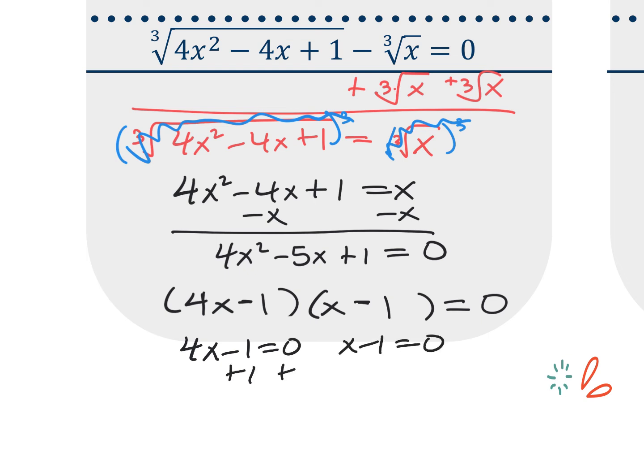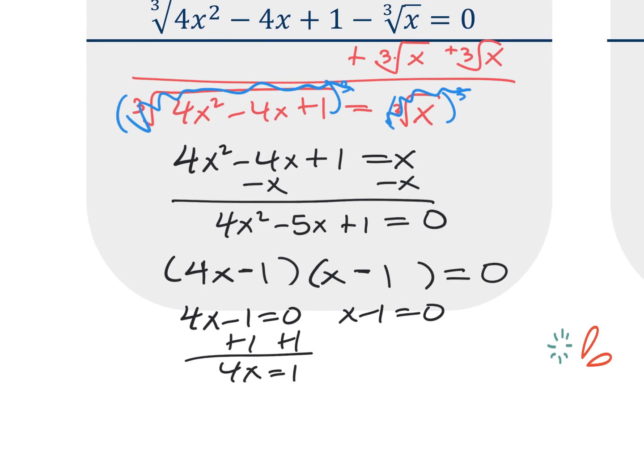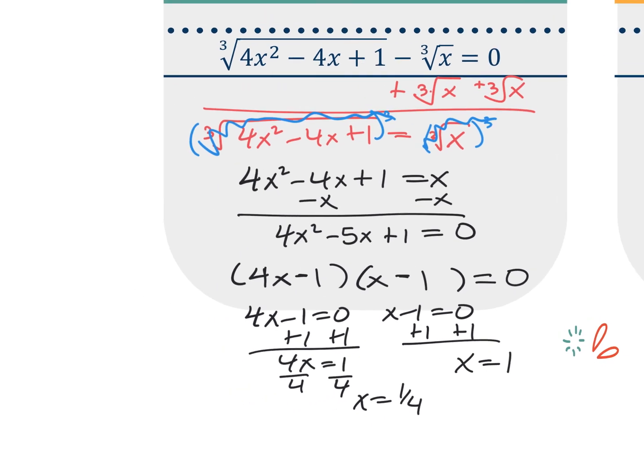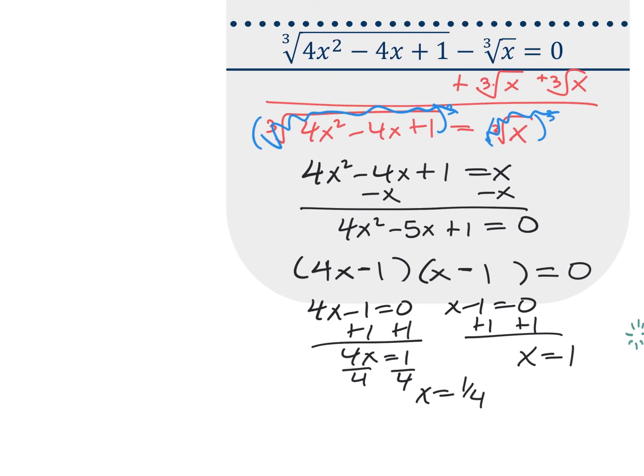Add the 1. 4x equals 1. Divide by 4. And the first answer is x equals 1/4. This one I'm going to add 1. x equals positive 1. I still have to check. So let me plug them in. I'll do the 1/4 first.